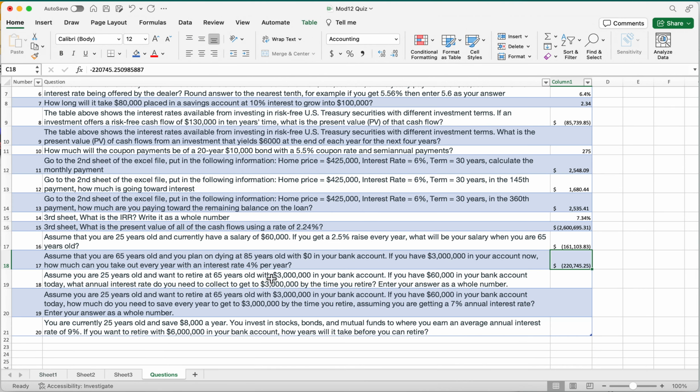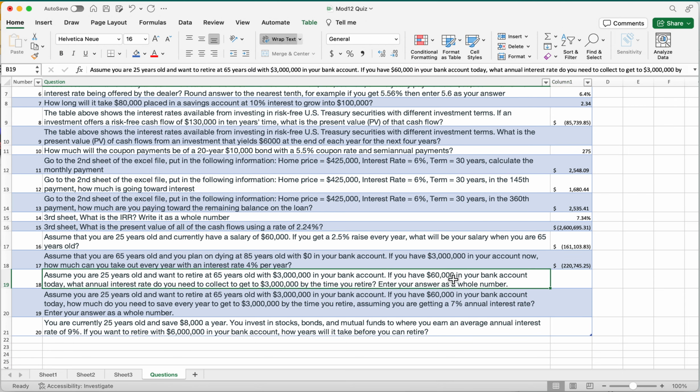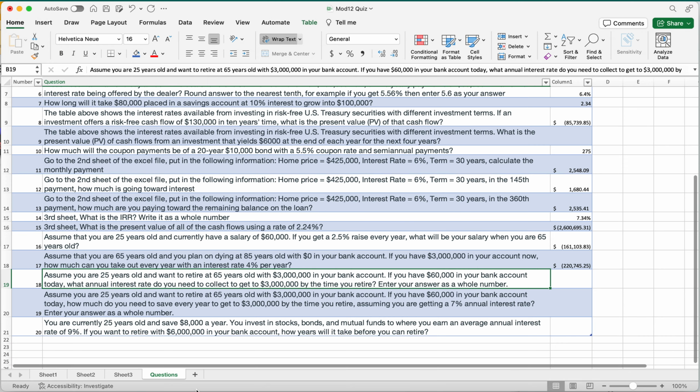Assuming you're 25 years old, you want to retire at 65 years old with $3 million in your account. You currently have $60,000 today. What annual interest rate do you need to collect to get $3 million by the time you retire? So again, presently you have $60,000, and in the end, you want $3 million, and you're doing this for 40 years.